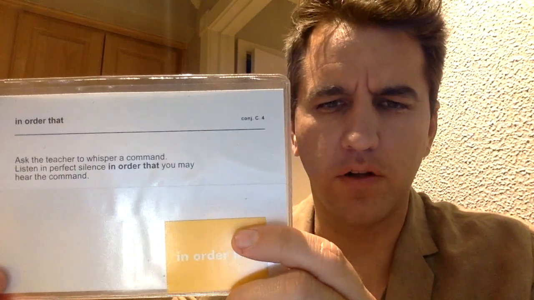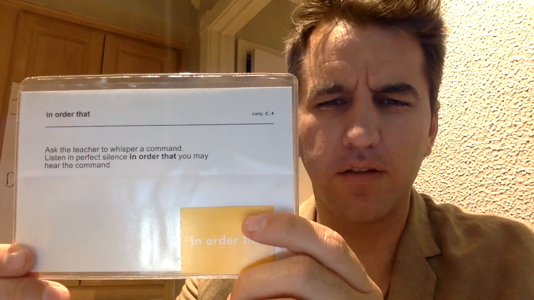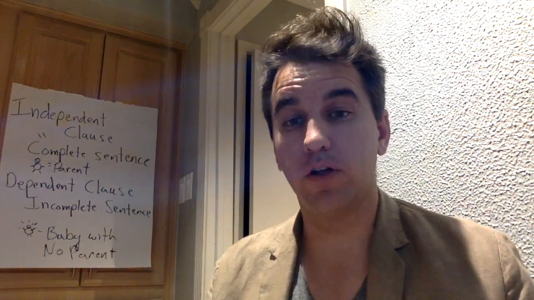You stand in the middle of the room, ask a friend to try to pass you very quickly so that you cannot touch him. Right? So our conjunction here is so that. Ask the teacher or someone, a friend or someone close to you, to whisper a command. Listen in perfect silence in order that you may hear the command. So in order that is very similar to so that.